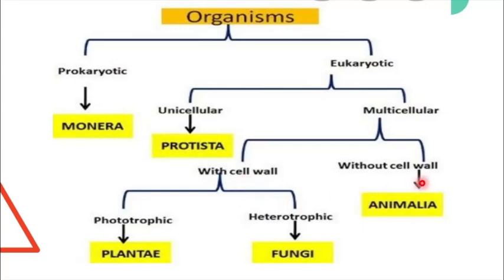If they have a cell wall, they are divided into two, that is phototrophic and heterotrophic. Phototrophic are those who can prepare their own food. So all the plants can prepare their own food. That is why kingdom Plantae includes all the plants who can prepare their own food. Heterotrophic are those who cannot prepare their own food and depend on others for the food. So all the organisms which cannot prepare their food were included in the kingdom Fungi.